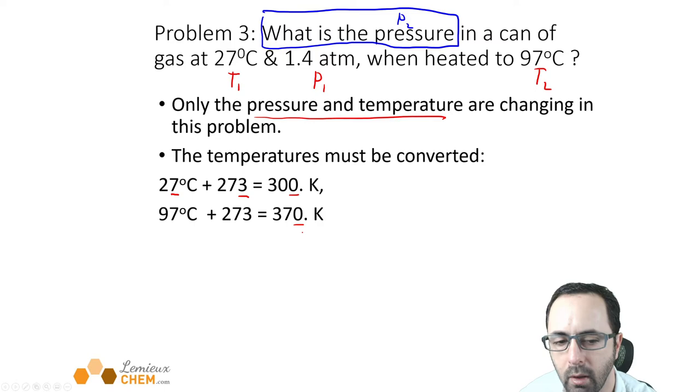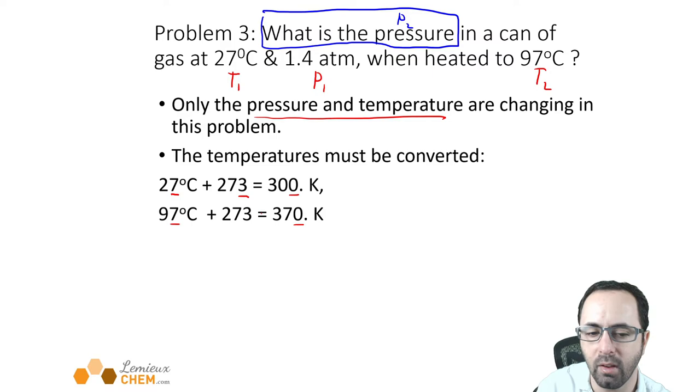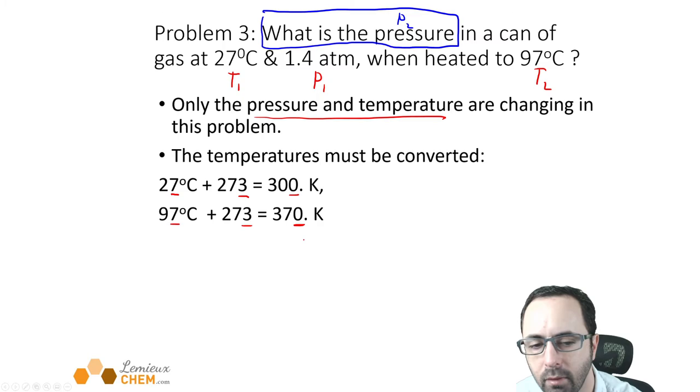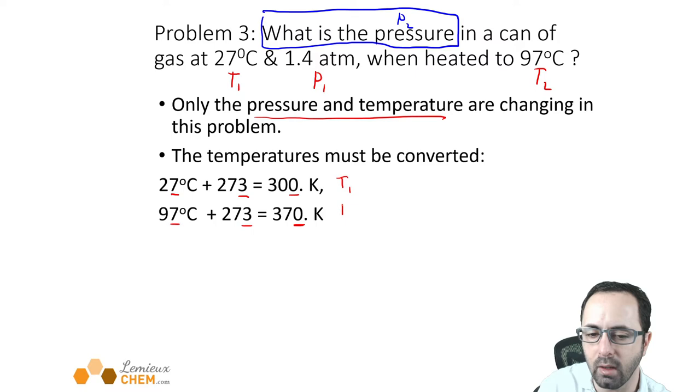Because again, we're adding a number whose last sig fig is at the ones place. And so the ones place here is the last significant digit. So now this is what we're going to call T1 because it's in Kelvin. And this is what we're going to call T2. And that's what we're going to plug in.